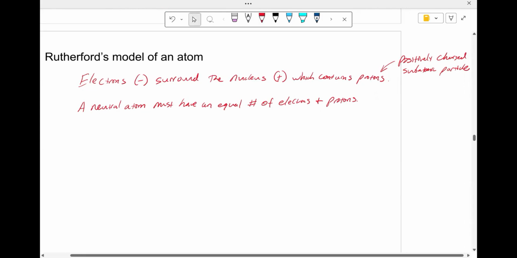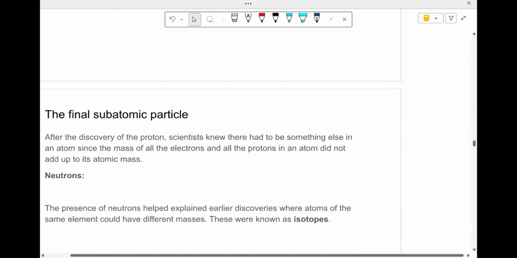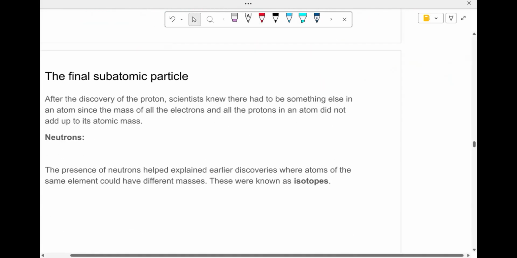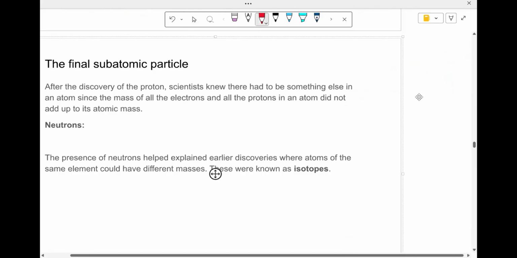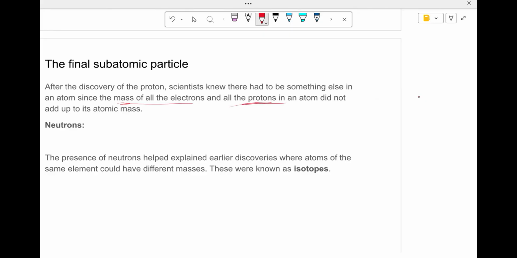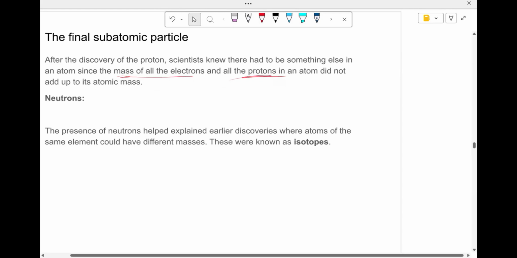Now, despite all this work and all this advancement, like knowing there's negative things in an atom, there's positive things in an atom, there was still something missing. And scientists knew there had to be something else. Because if they added up the mass of all the electrons and they added up the mass of all the protons, it still did not add up to the total atomic mass of the atom. So after some more experimentation, scientists found that inside the nucleus, there were also subatomic particles called neutrons.